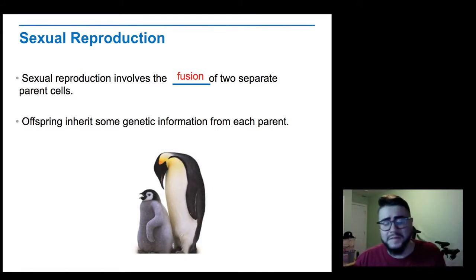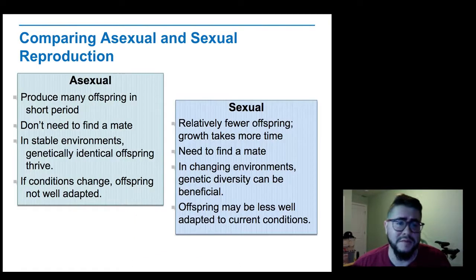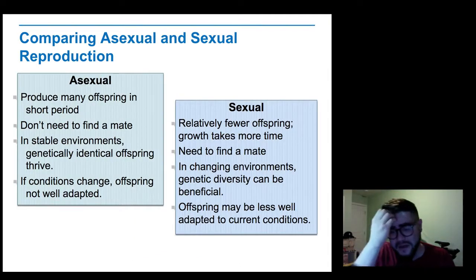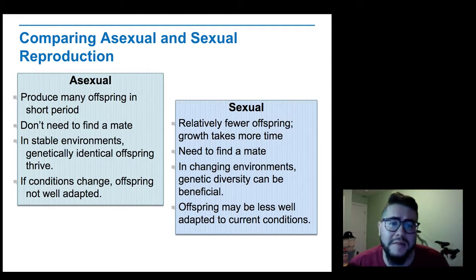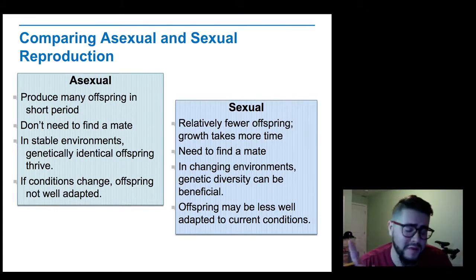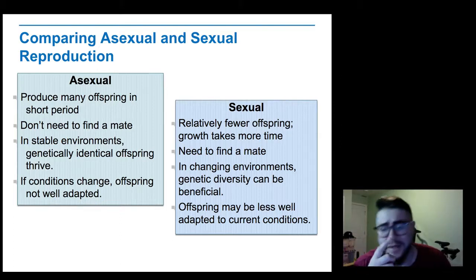You have one from mom, one from dad. They fuse together to make a genetically unique organism. While in asexual reproduction, you're making exact copies of something. So just a comparison of the two really quickly. Asexual reproduction produces many offspring in a short period because you don't need to find a mate. You don't need to dedicate as many resources to it.